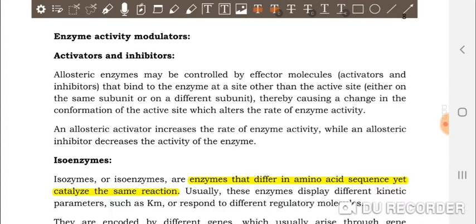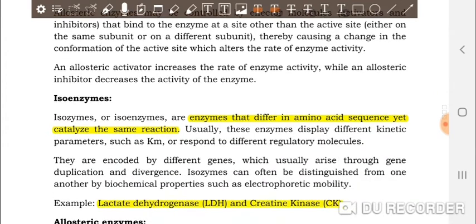Enzymes have a separate binding site for the modulators, and this modulator binding site is called the allosteric binding site or regulator site. We are going to have a detailed discussion about that.